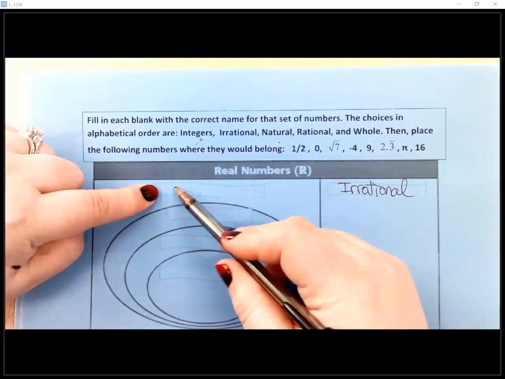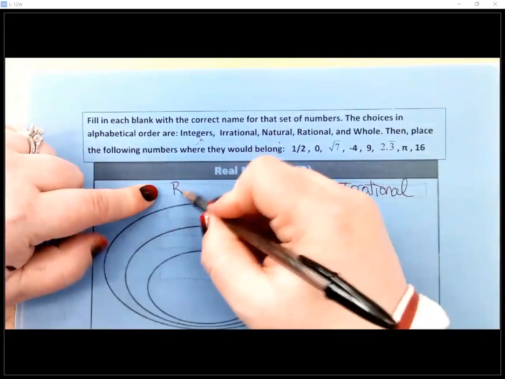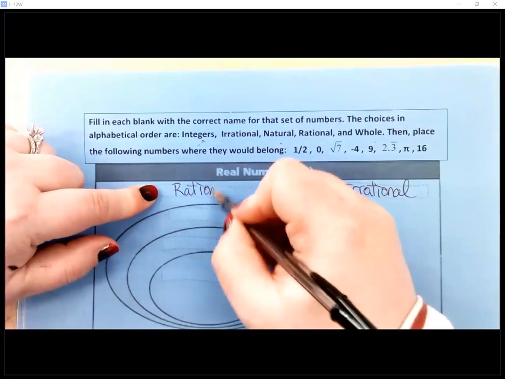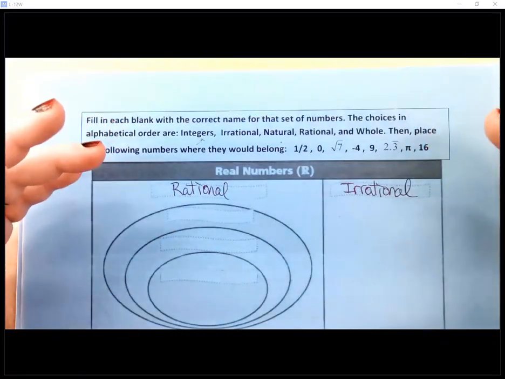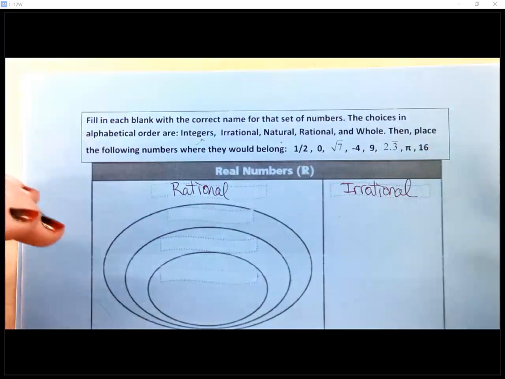Now on the other side, what's this top one? That's where the rational goes. Remember, the real numbers are just made up of these two put together. There's nothing that's a real number that doesn't fit into one of these two.